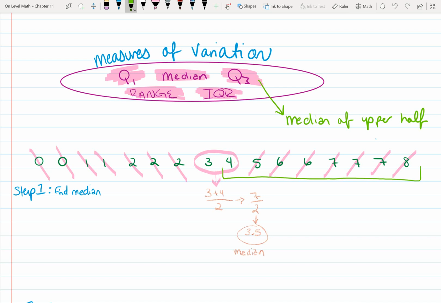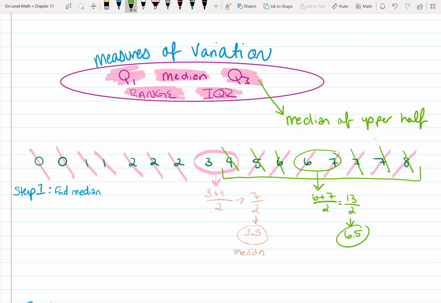So now I'm going to use this green and I'm going to find the median from 4 all the way up to 8. So left, right, left, right. And notice I'm using a different color. Left, right. Now I've got 2 numbers here, so that's fine. I treat it just like I would the other median. So 6 and 7, so I do 6 plus 7 divided by 2. So 13 divided by 2. 13 divided by 2 is 6.5.